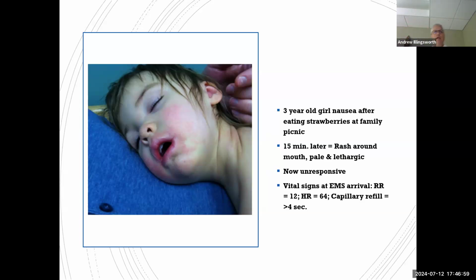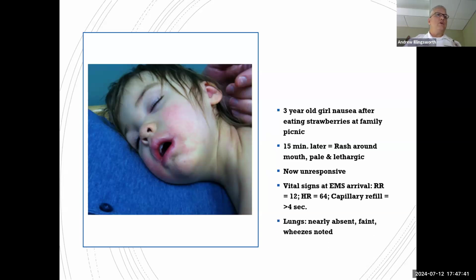So remember, somebody that has an allergic reaction and they have GI symptoms to start, consider it an allergic reaction. If you have somebody that has nausea or vomiting and they said it just started suddenly after a few minutes after eating, think allergic reaction, because that could be where this starts. She also had a rash around her mouth. She became pale and lethargic because her blood pressure and vital signs were starting to crash. Her respiratory rate is 12. You probably need to ventilate her to get that heart rate up. Hopefully that'll come up with ventilation, but be ready to start compressions. That capillary refill is horrible.